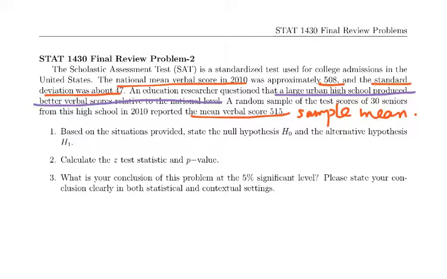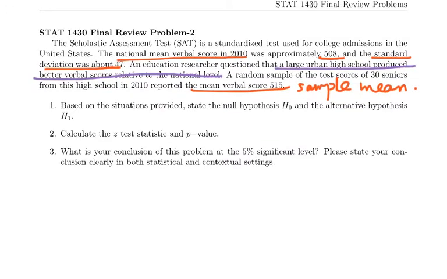Okay, for the first problem, based on the situation provided, state the null hypothesis H0 and the alternative hypothesis H1. In this situation, this researcher questioned whether this large urban high school produced better verbal scores relative to the national level. So the H1 will be that the mean verbal score of this high school is greater than the national level, which is 508.